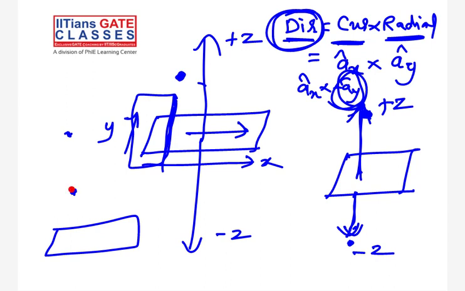Suppose you consider one point on the top side and one point on the bottom side, the magnetic field intensity magnitude is the same, but the direction is different. You got the point, everyone?